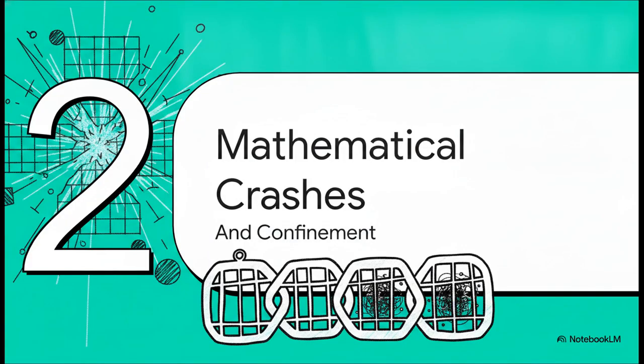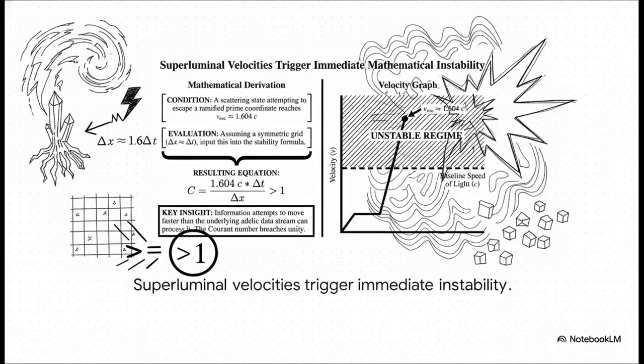Moving on to part 2, mathematical crashes and confinement. So, what actually happens when physical data tries to break this unbreakable mathematical limit? Well, imagine a scattering state desperately trying to escape a ramified prime coordinate. If its local velocity spikes and actually breaches the baseline speed of light in a symmetric grid, where delta x is roughly equal to delta t, the equation suddenly spits out a Courant number greater than 1.